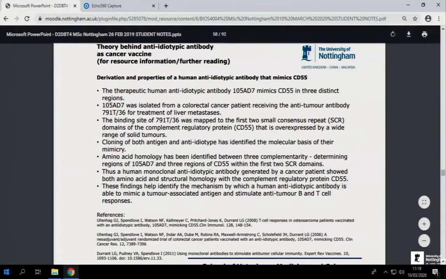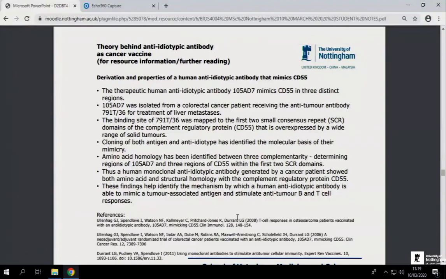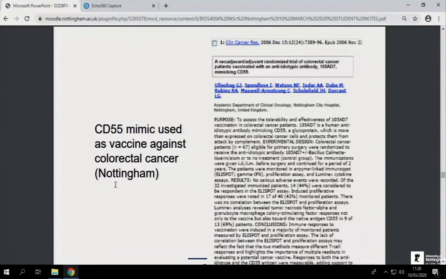There's some references there, and it came from Lindy Durrant. Is she on there somewhere? Yeah, Lindy Durrant's group, who worked at Nottingham Cancer Lab, and it tells you how that monoclonal antibody is derived. But all you need to know is that anti-idiotypic antibody functions as antigen. Therefore, you can use it in cancer vaccines. Clearly, therefore, CD55 mimic as it is now, this is an antibody. It's not CD55, it's an antibody to an antibody to it. It's used as a vaccine for colorectal cancer, there it is.